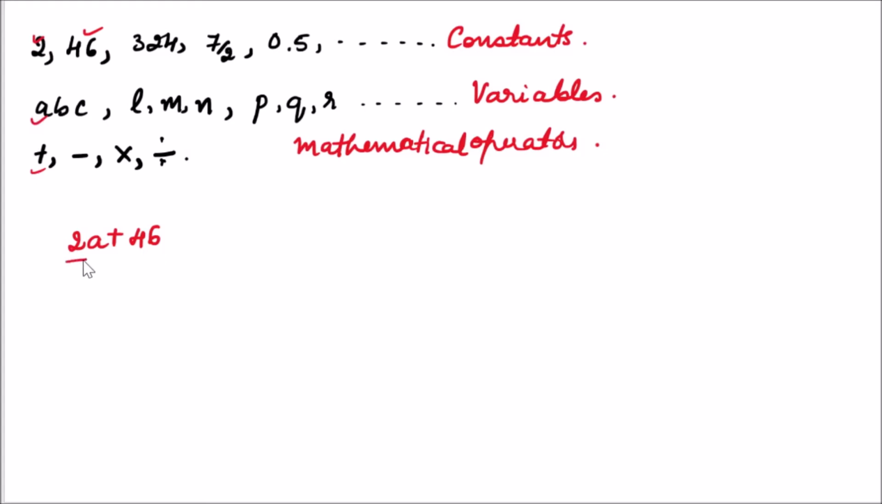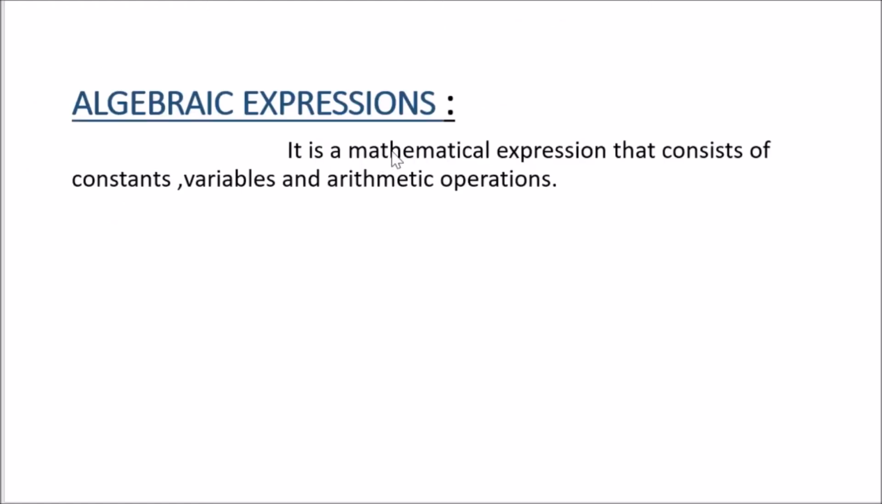So what has it made? It has made something here, right? So what is that called? It is called an algebraic expression. Clear? So what is the definition of an algebraic expression? It is nothing but a mathematical expression that consists of constants, variables and arithmetic operations.